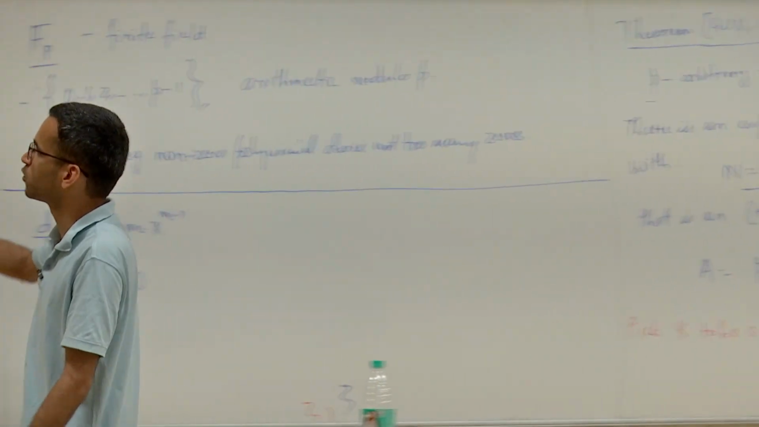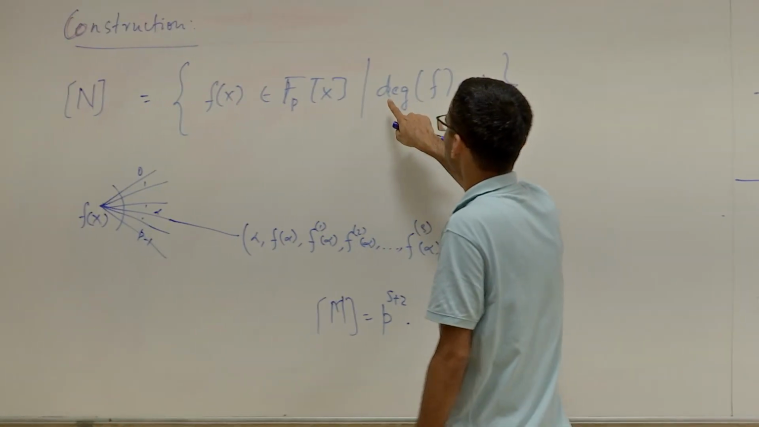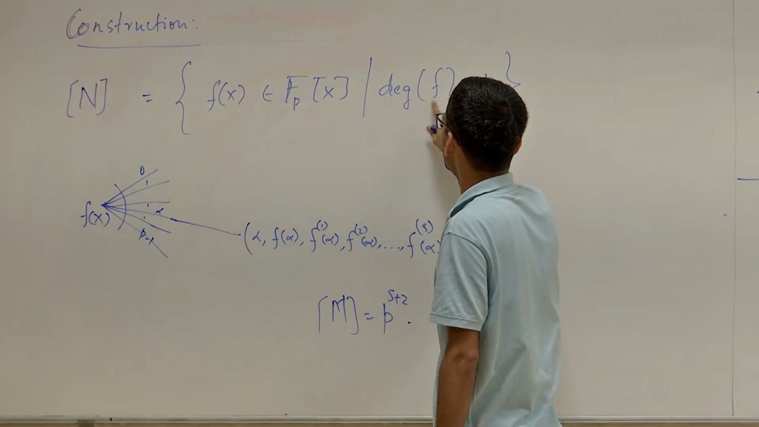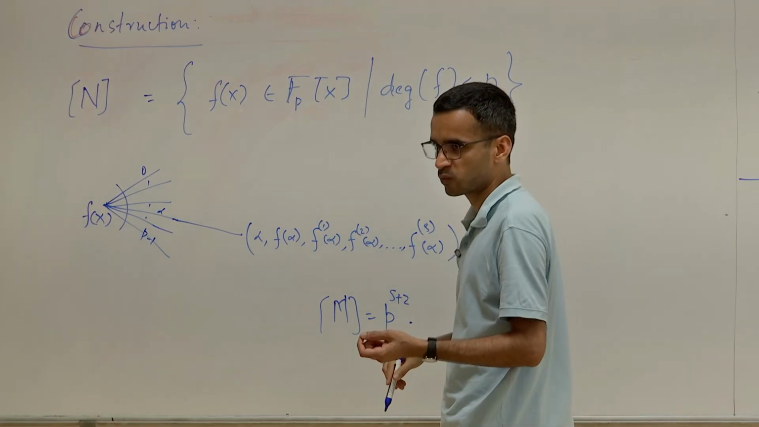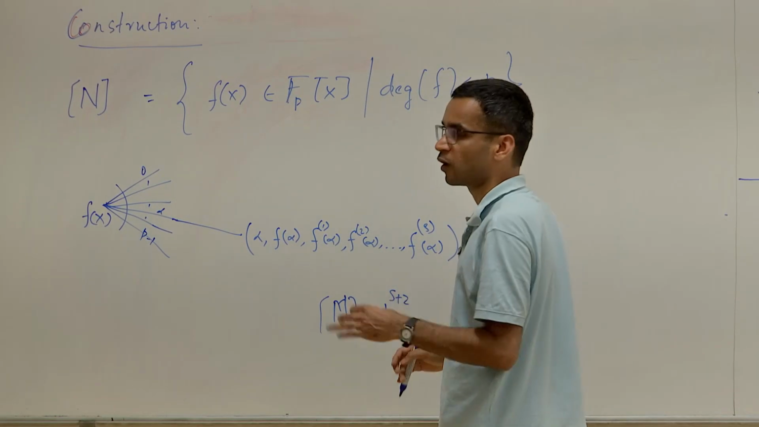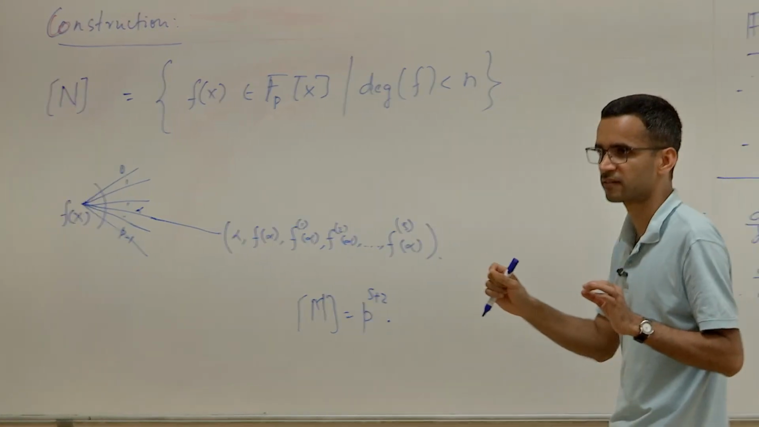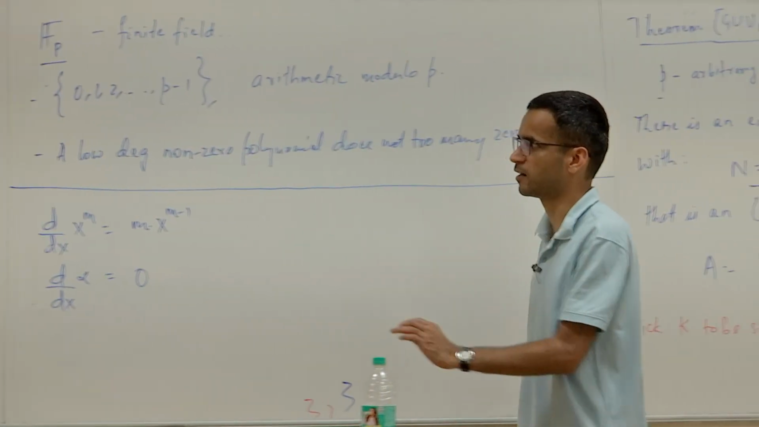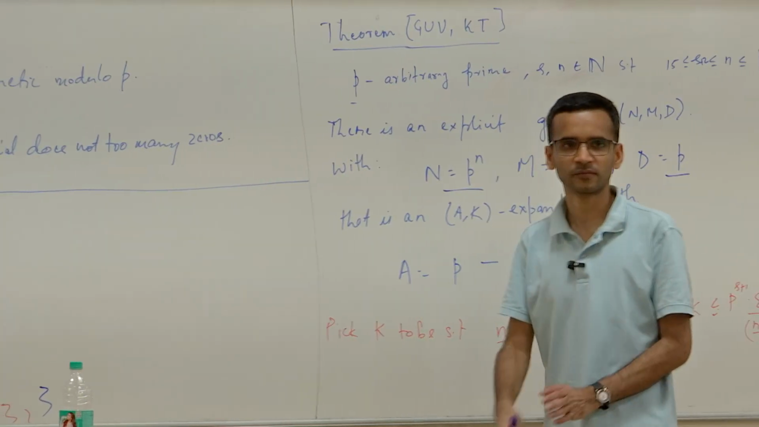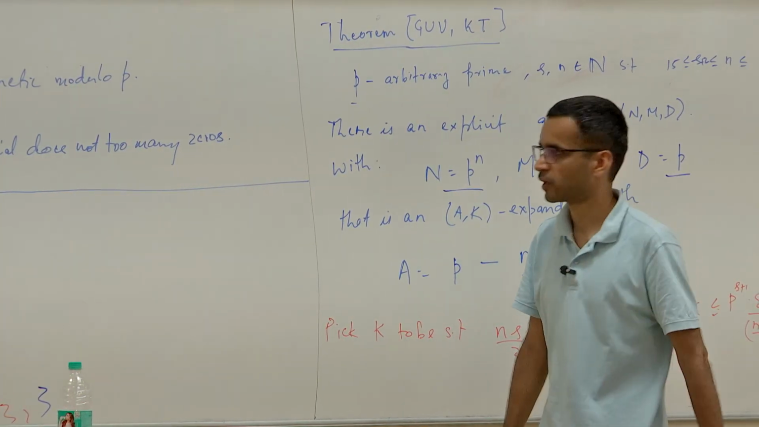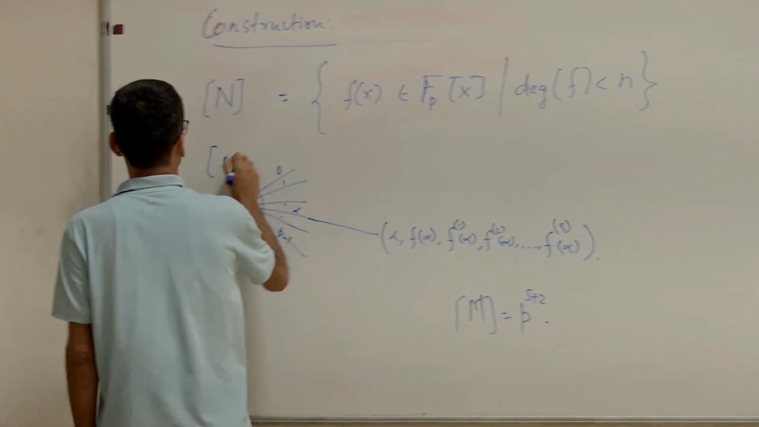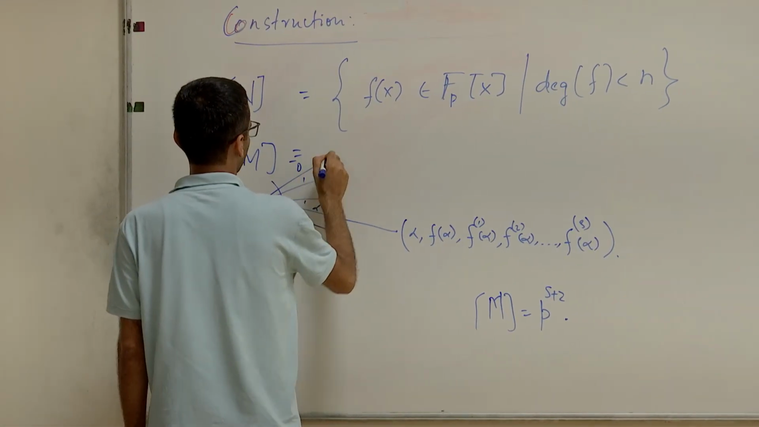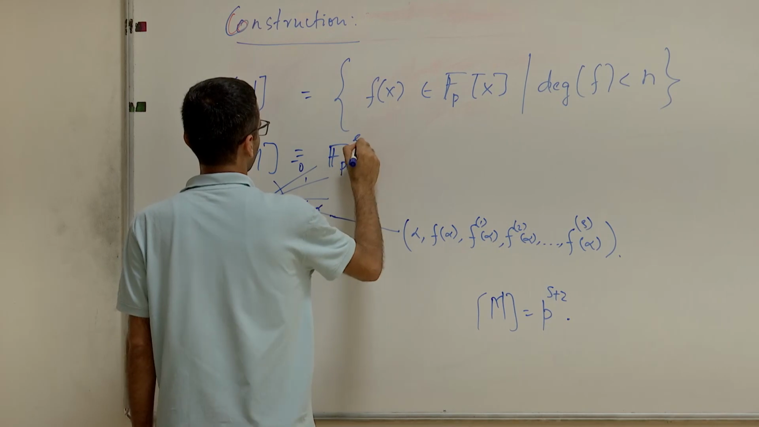No, it's exactly equal to p to the n. You are looking at polynomials of degree less than n, which means degree at most n minus 1. A polynomial of degree at most n minus 1 has n coefficients. So it's exactly p to the n. Are we good? Okay. So let me just write m here. So m is we identify it with Fp to the s plus 2.